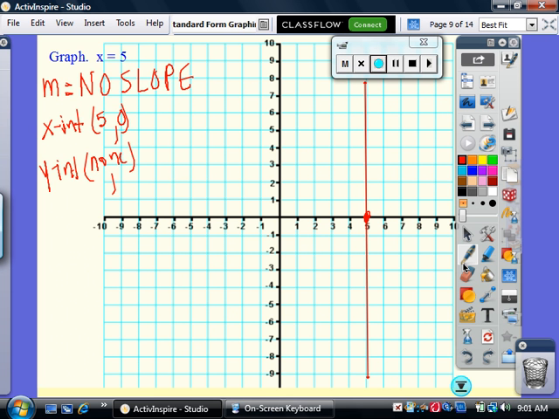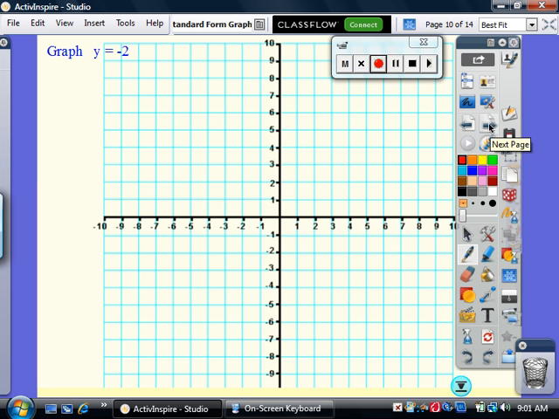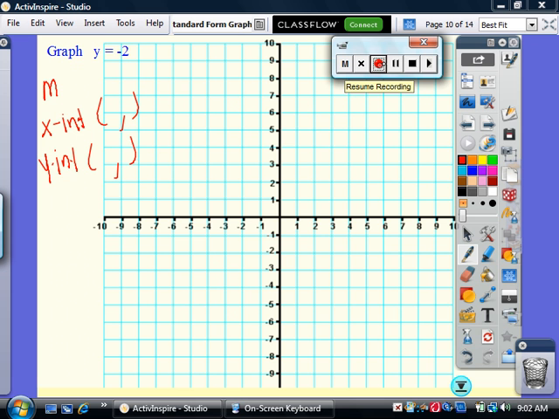Alright, tell me things about vertical lines. They are never functions. They have no slope. They cannot be written in slope-intercept form. Very good. Alright, do this one the same. Find the slope, the x-intercept, and the y-intercept. Alright, so the slope is 0. The x-intercept, there is none, and the y-intercept is -2.